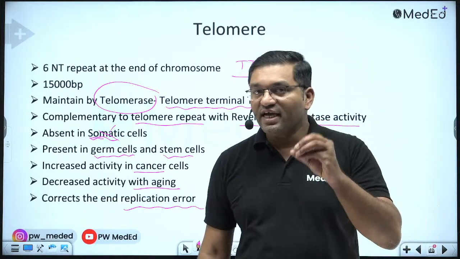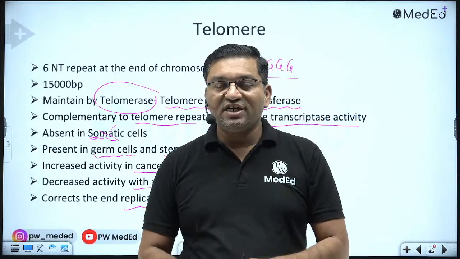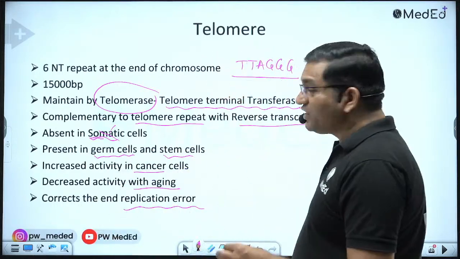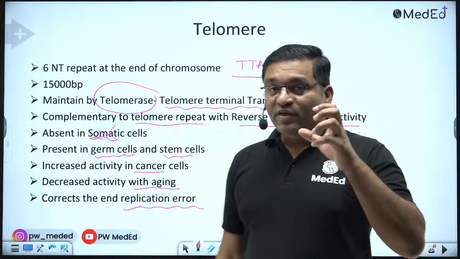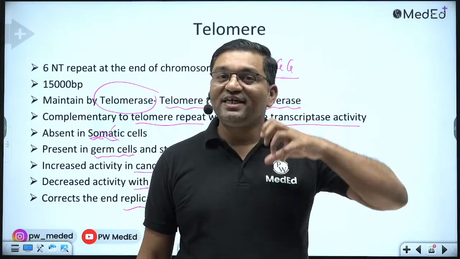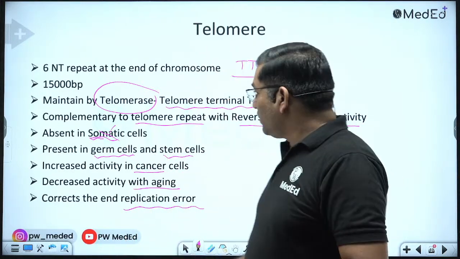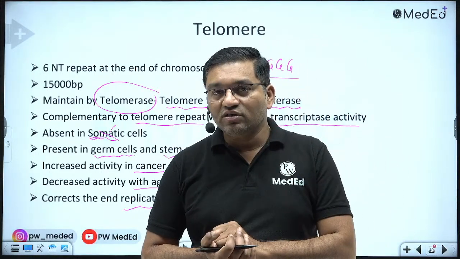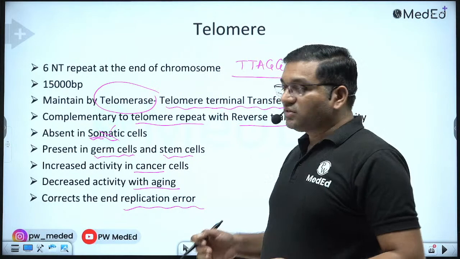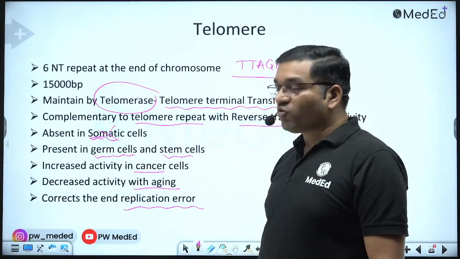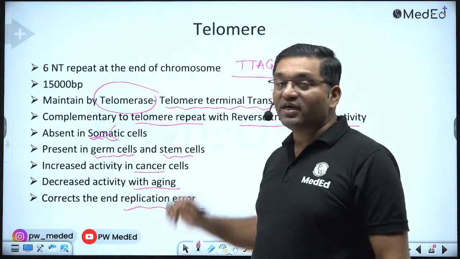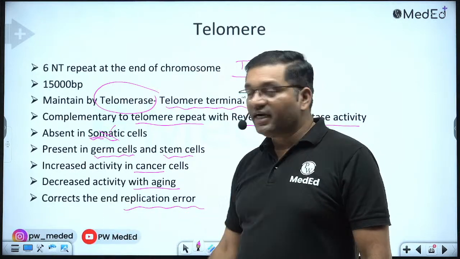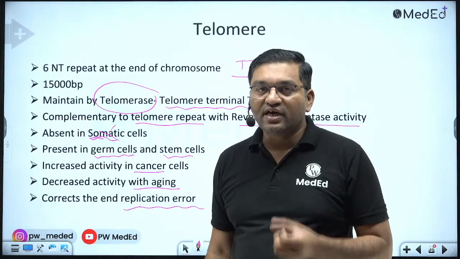So the TTAGGG 6 nucleotide repeat at the end of the chromosome prevents the fusion of the chromosome and prevents the loss of information from the DNA molecule. After the repeated replication, there is some shortening of the DNA. That is known as end replication problem, and because of telomere, it corrects the end replication error.